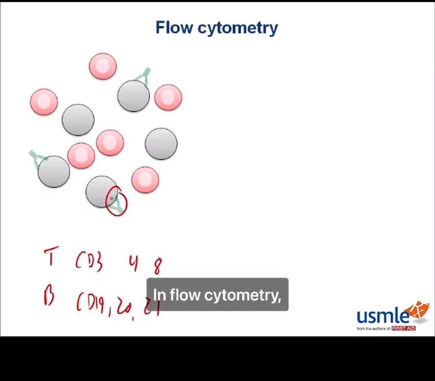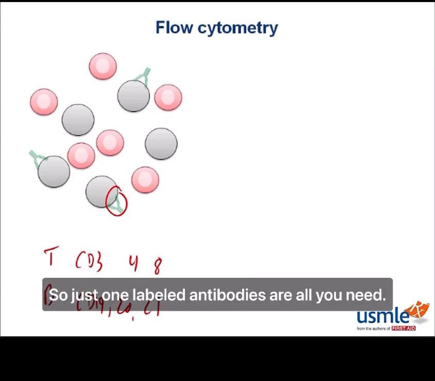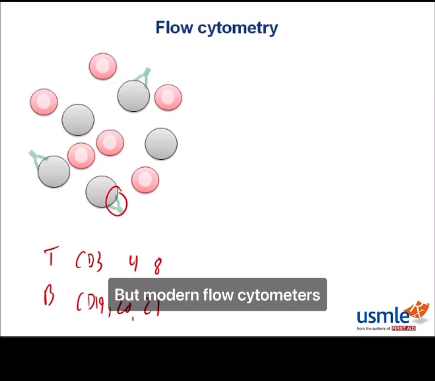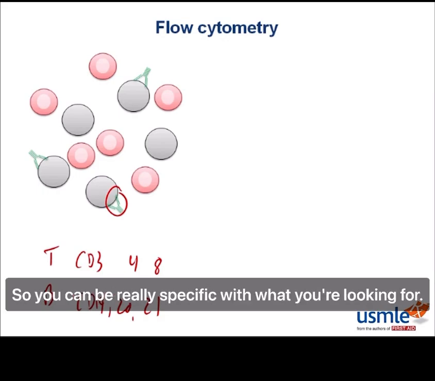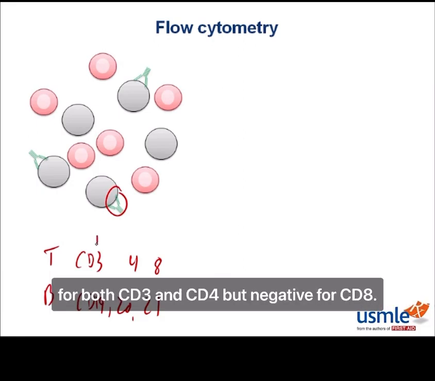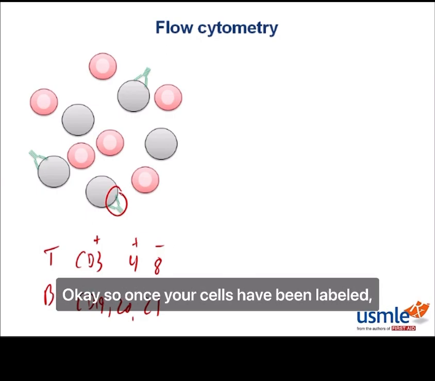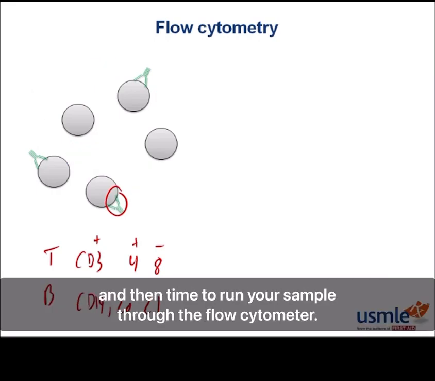In flow cytometry, sometimes you might just look at one surface protein, so just one labeled antibody is all you need. But modern flow cytometers, which are the machines that you use for this, can often simultaneously process up to 9 different labeled antibodies at the same time. So you can be really specific with what you're looking for. For example, you can count only the cells that are positive for both CD3 and CD4, but negative for CD8. Okay, so once your cells have been labeled, usually you'll do another step to lyse all the red blood cells, and then it's time to run your sample through the flow cytometer.